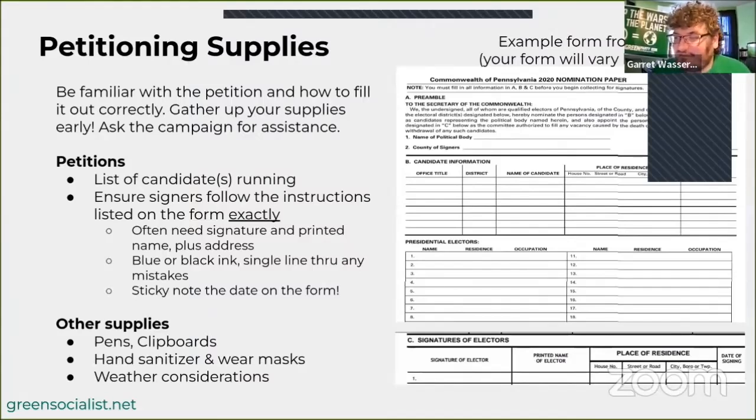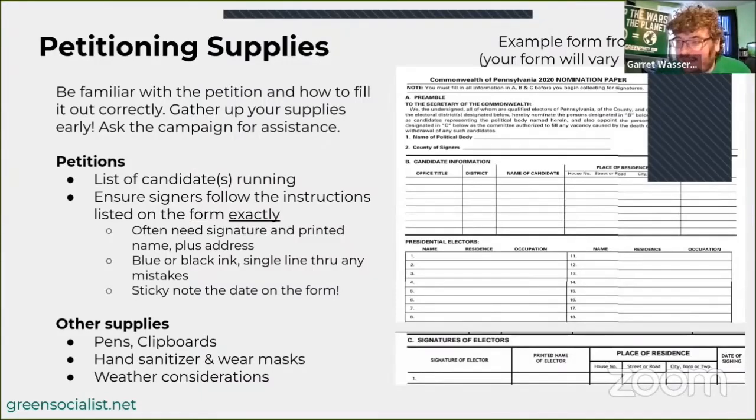So, there's basic information. Make sure that you have the correct petition for your state, or obviously it won't count. And as I was saying earlier, make sure it's printed on the right size paper. So in Pennsylvania, for example, it has to be on legal size paper instead of letter size paper. So again, your state party or the candidate campaign will be able to advise you on that and get you the correct form.